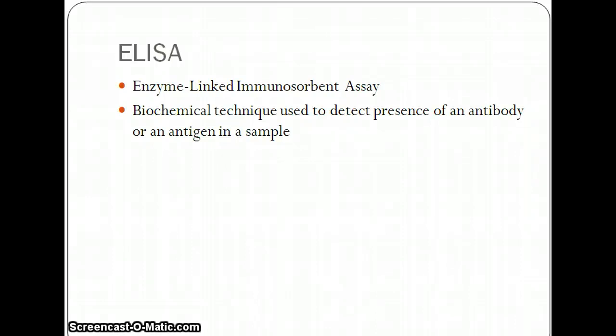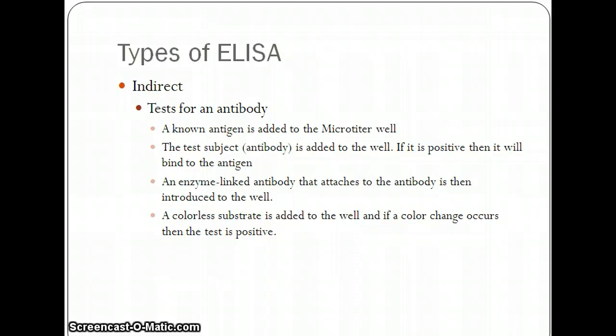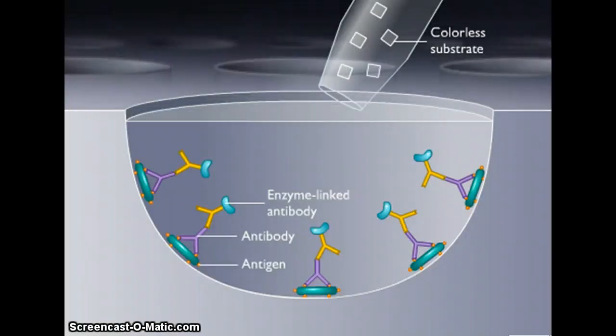As you know, antibodies bind to antigens. The indirect test is for an antibody. First, you add the antigen to the microtiter well and rinse it out to make sure there's no antigen lying around. Add antibody, rinse it. Add enzyme-linked antibody, rinse it. Then add the colorless substrate. Once it attaches, the color changes if it's positive, or it won't change if there's no enzyme-linked antibody.